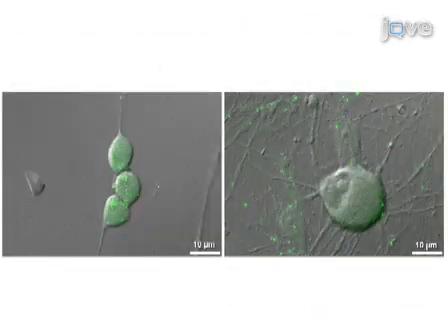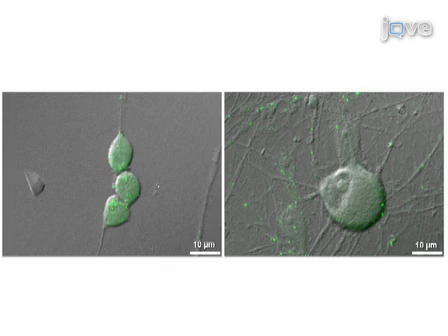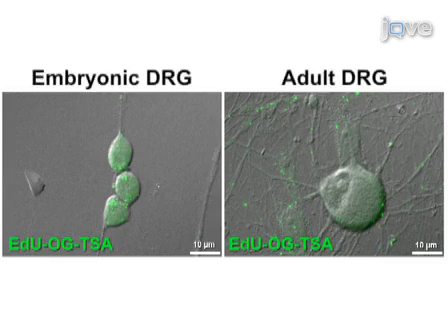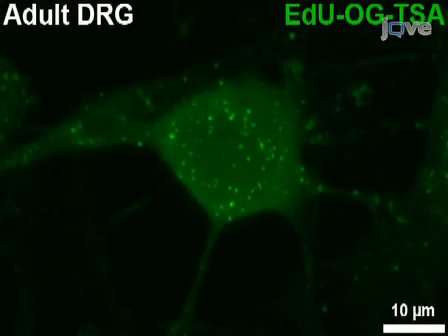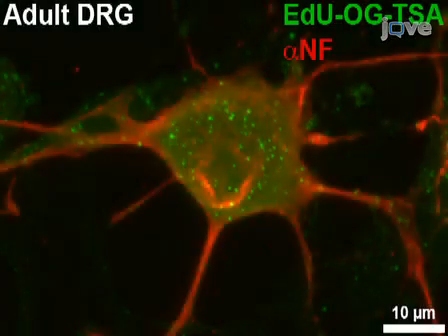In these representative fluorescence images overlaid over bright field, the green punctate signals show the amplified EDU signal incorporated into newly synthesized mtDNA of both embryonic and adult dorsal root ganglion neurons. The EDU labeling procedure allows for subsequent immunofluorescence staining of neuronal markers, such as neurofilament, in red.